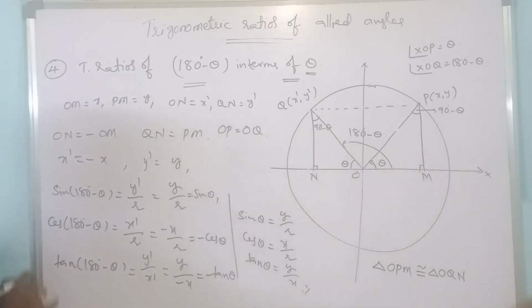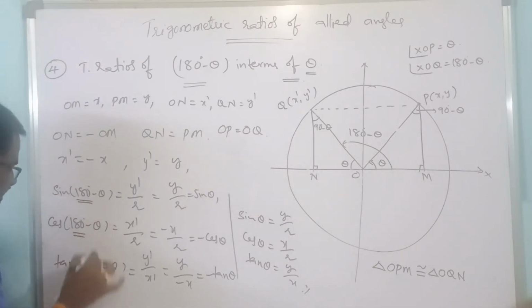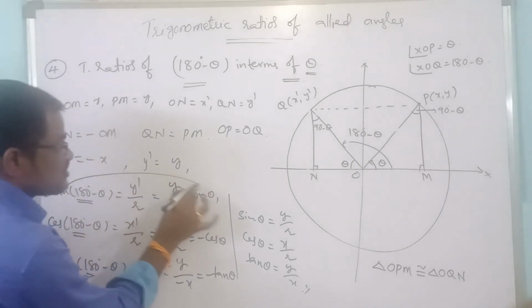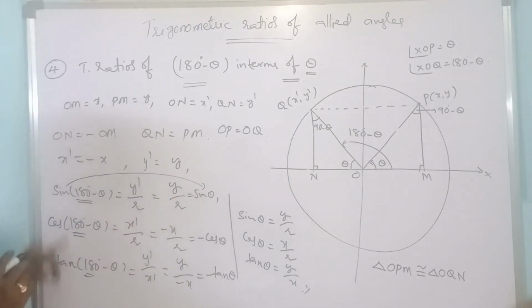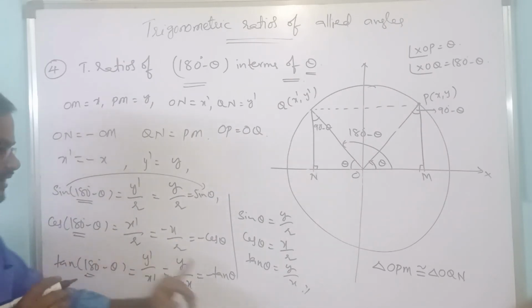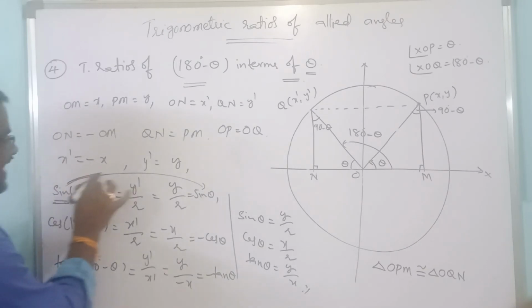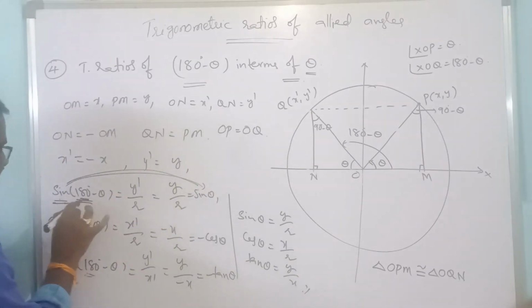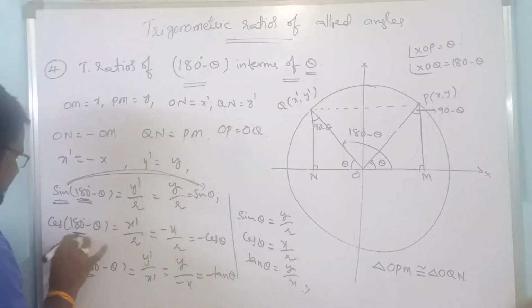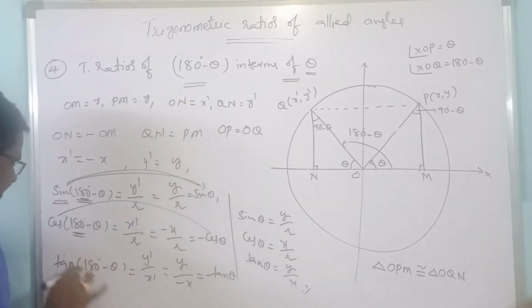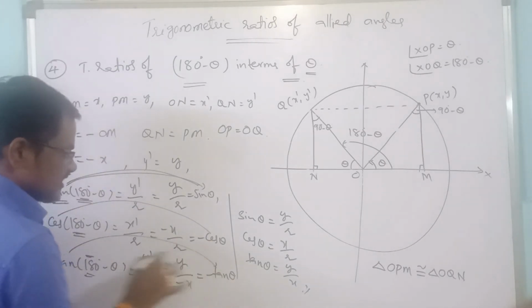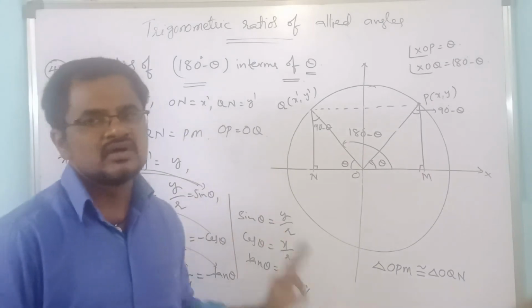But what you are observing here is that whenever 180 is there, the function does not change. Sine stays sine only, cos stays cos only, tan stays tan only. Negative sign is there, but the function is as it is. Here 180 is there, sine does not change. Here 180 is there, cos does not change. And with 180, tan does not change. The remaining trigonometric functions are also the same.